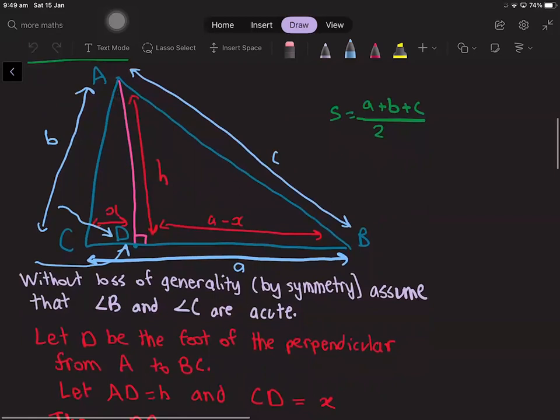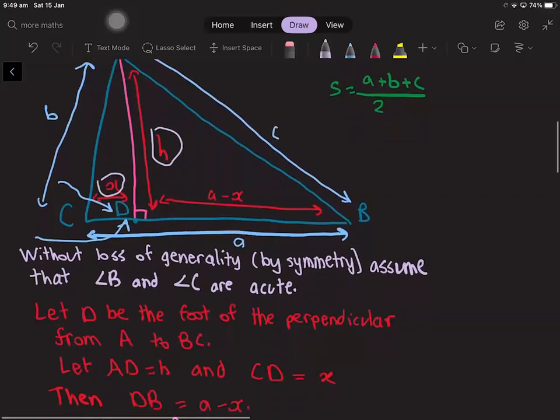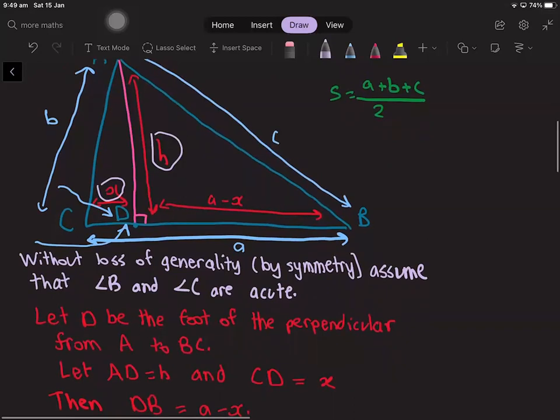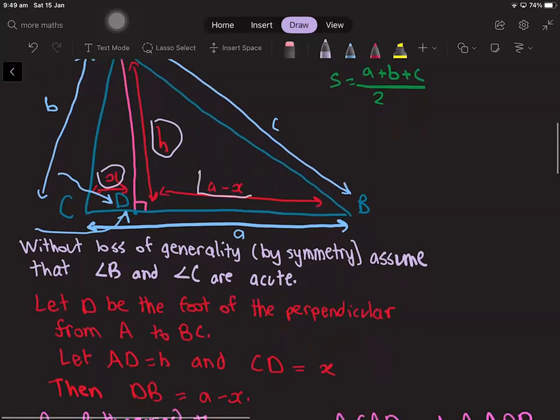Now we'll label the side length AD equal to h, and we make CD equal to x. So we have h over here and x over here. And this means that side DB is equal to a minus x. So it's because CB is a and CD is x, so DB is a minus x. That's over here.